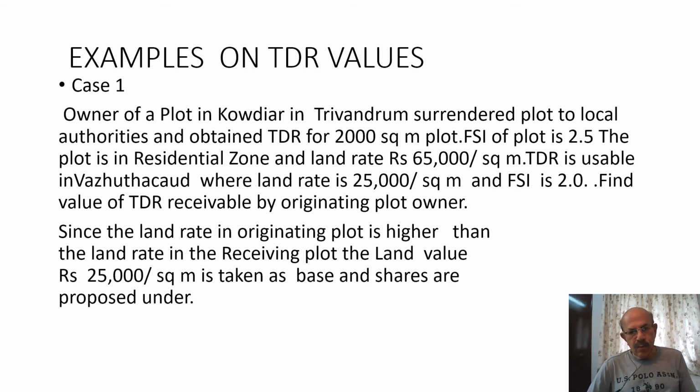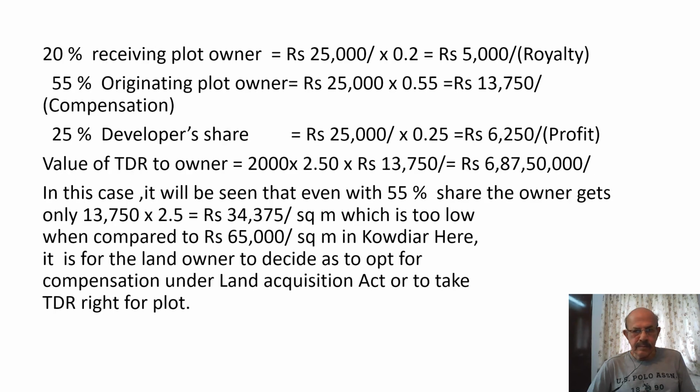Since the land rate in the originating plot is higher than the land rate in the receiving plot, the land value of 25,000 per square meter is taken as base and shares are proposed as under. 20% receiving plot owner: 25,000 into 0.2 is equal to 5,000 royalty. 55% originating plot owner: 25,000 into 0.55 is equal to 13,750. 25% developer share: rupees 25,000 into 0.25 is equal to 6,250 rupees profit share.